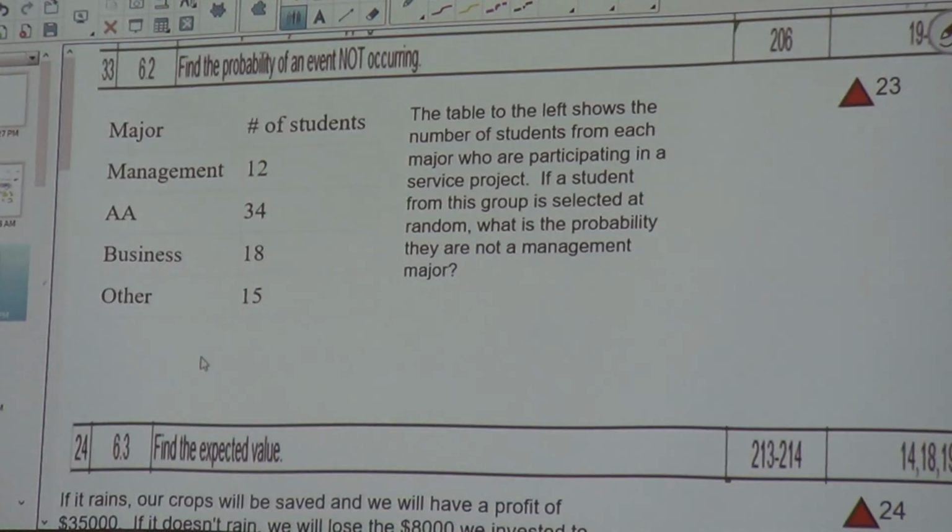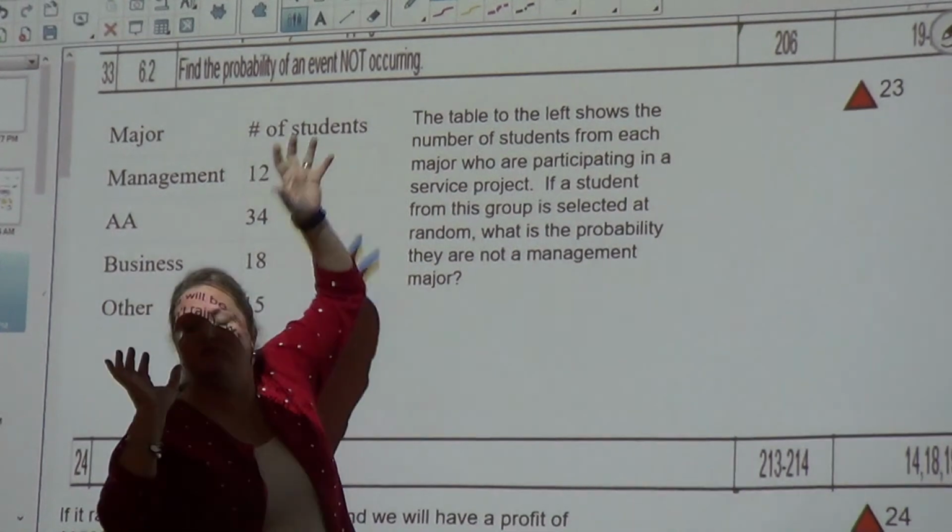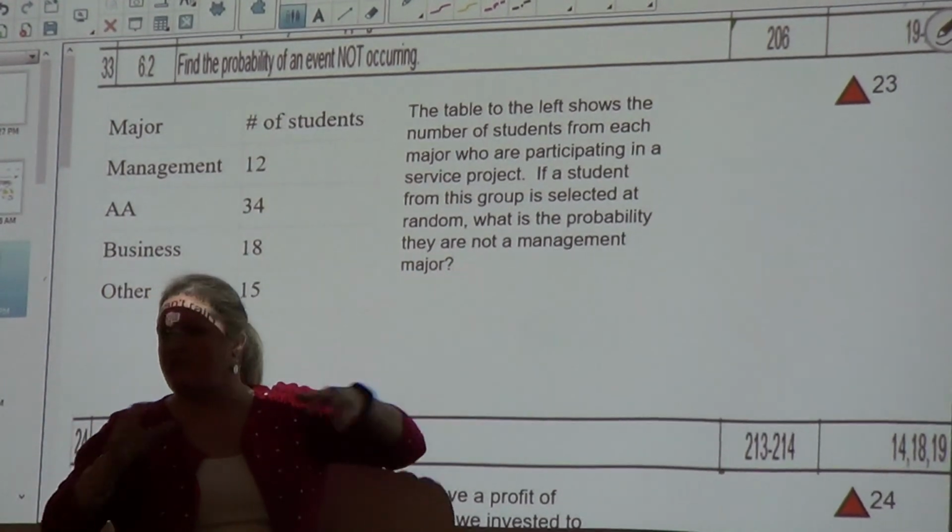All right, let's look at another one. Oh, some of y'all got this on the test wrong. Not. I do not want to major in math. Not.